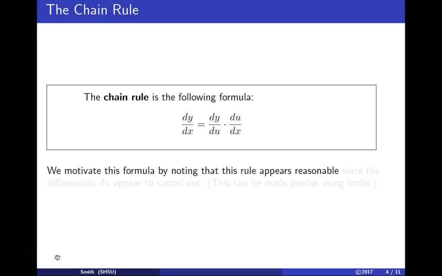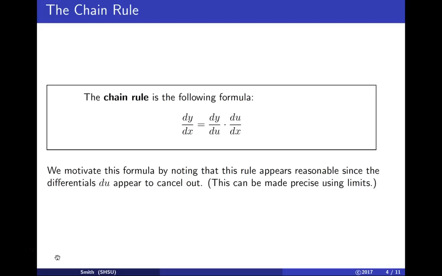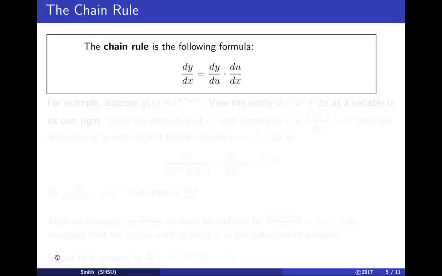We motivate this formula by noting that this rule appears reasonable since the differentials du appear to cancel out in this fraction, and this can be made more precise using limits. The chain rule is this: the derivative of y with respect to x is the derivative of y with respect to u times the derivative of u with respect to x.